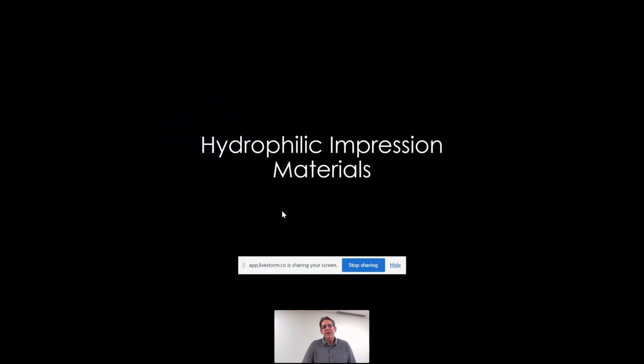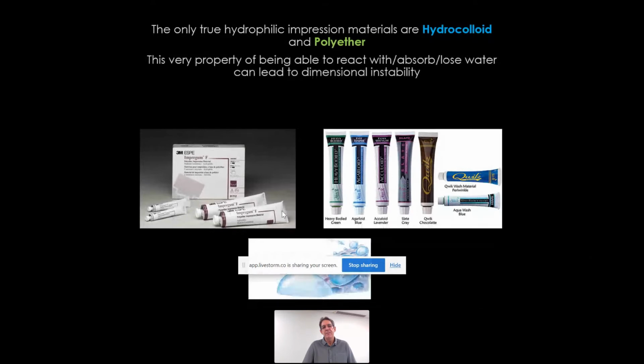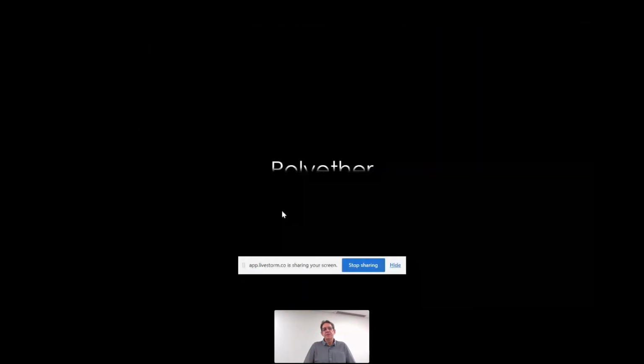So when we look at truly hydrophilic impression materials, unfortunately, there's a lot of marketing out there which is not entirely true. I'm going to share with you that typically most polyvinyl siloxanes are not hydrophilic. They add something to the formulation that will allow them to perform better in a moist environment, but they are not truly hydrophilic. The only truly hydrophilic impression materials are hydrocolloid and polyether. But the property of these materials to be able to absorb or lose water can lead to dimensional instability.